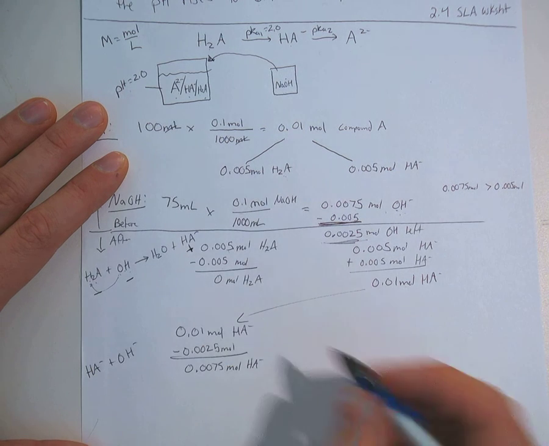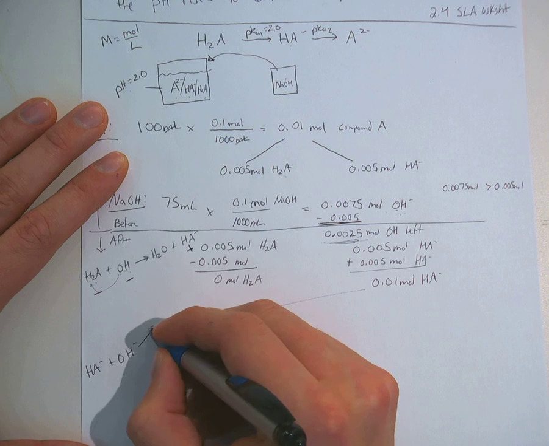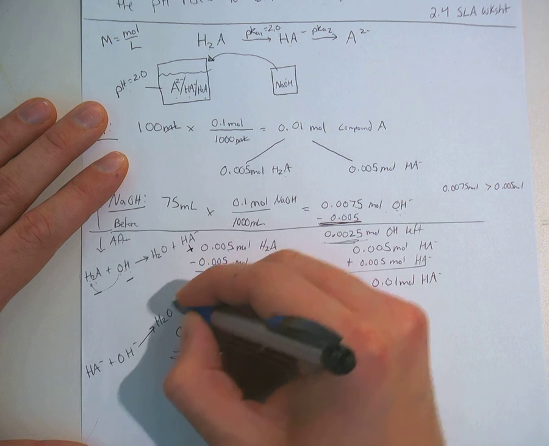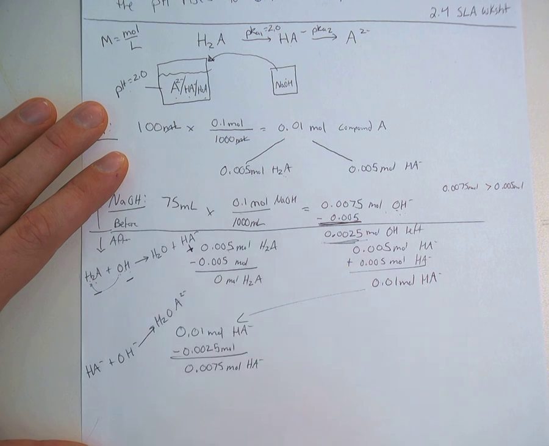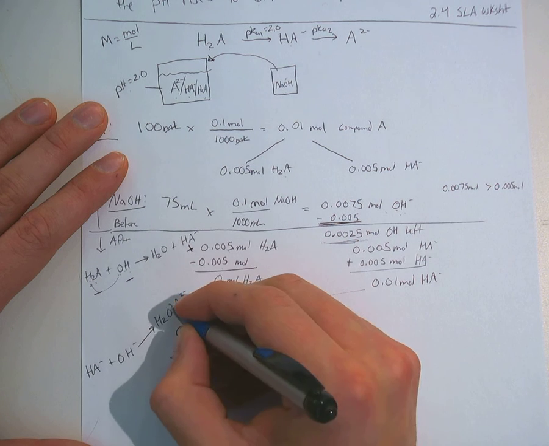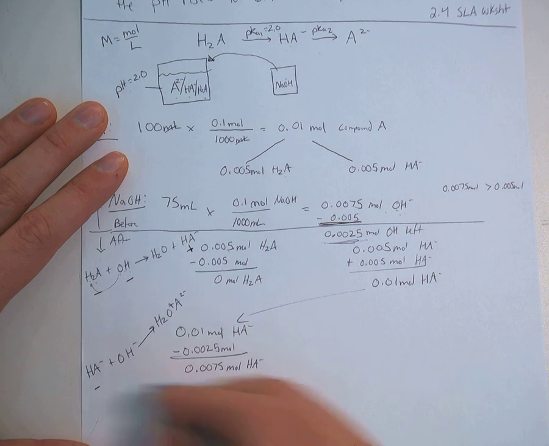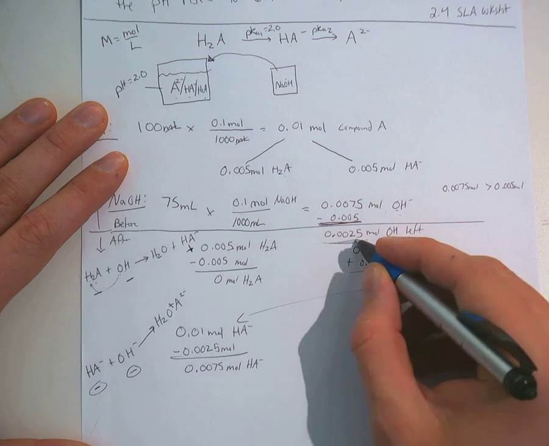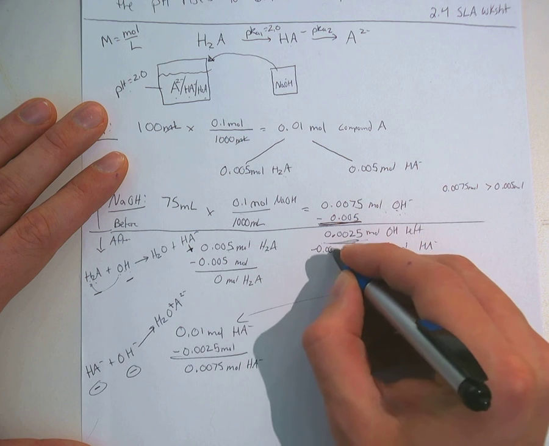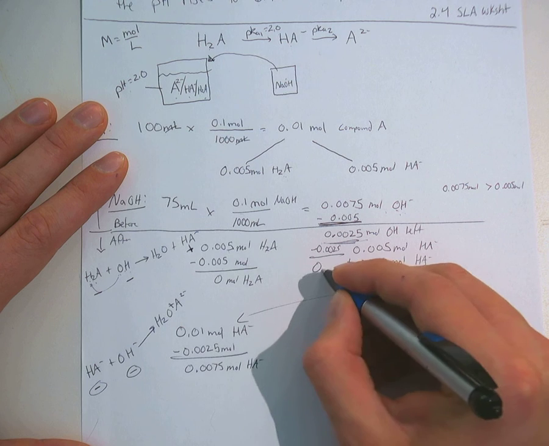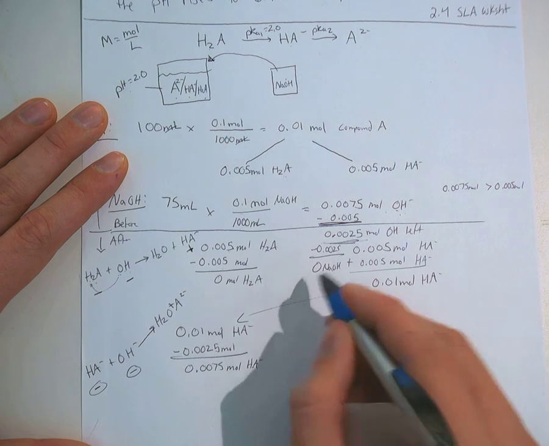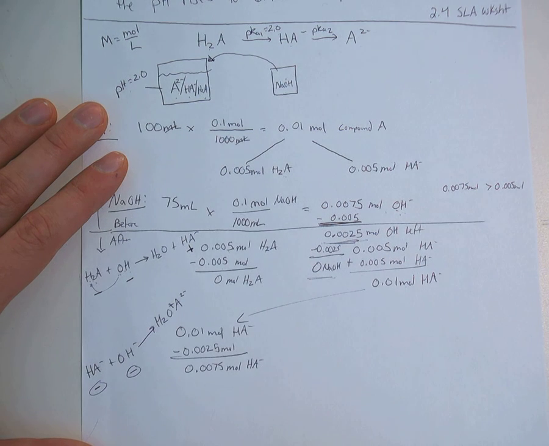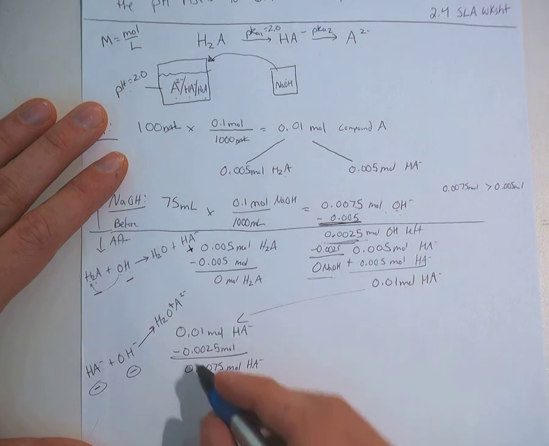Okay, and then similar situation to that reaction, HA minus plus an OH minus is going to react to form water and A2 minus. So I'm using this, so I've subtracted the 0.0025 I used, and that's going to give me 0 of the NaOH left. So that's been completely accounted for.